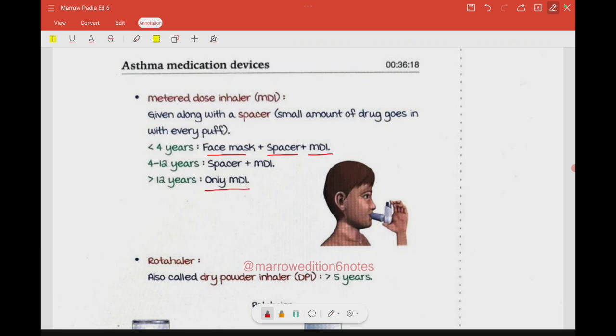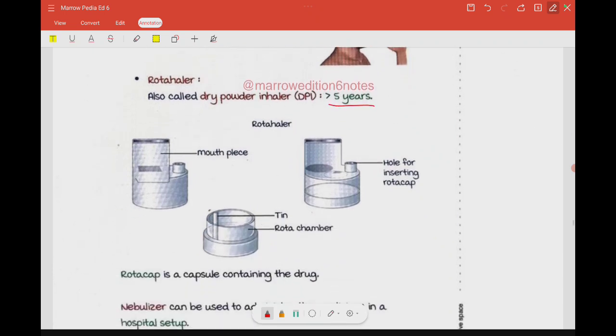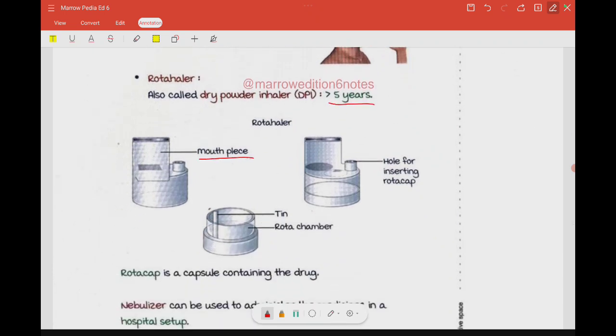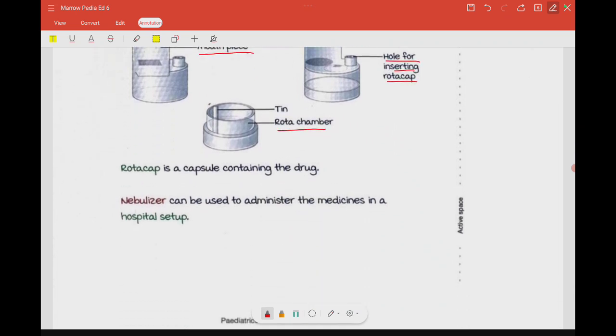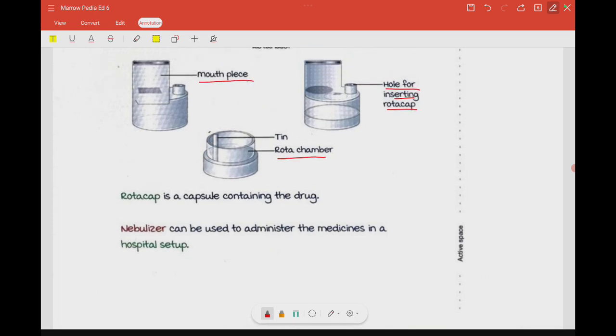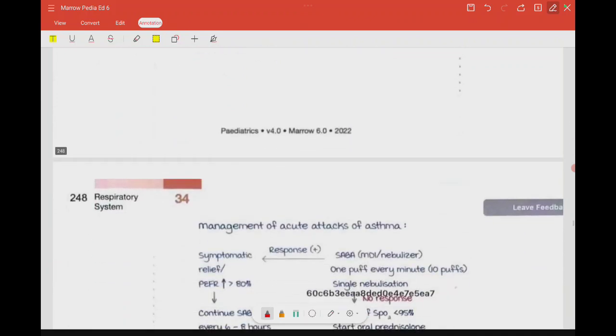Coming to Rotahaler, we use dry powder in Rotahaler, and it can be used in children more than 5 years. In the Rotahaler, there is a mouthpiece, there is a rota chamber, and this is the hole for inserting the rota cap. And then when we rotate this, the drug is broken and the powder of the drug is being inhaled. Rota cap is a capsule containing the drug. Okay. Now coming to nebulizer, it can be used to administer the medicines in a hospital setup.